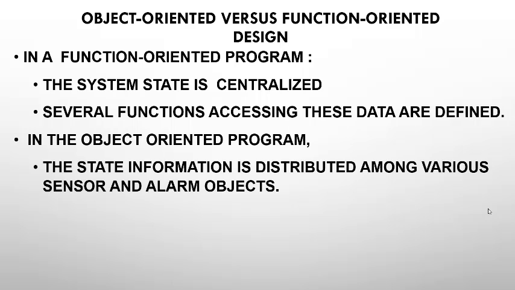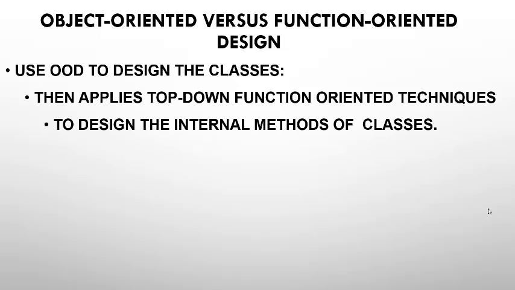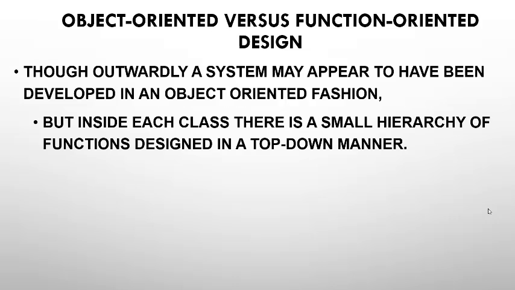The basic unit of the design in an object-oriented program is the object, whereas it is functions and modules in procedural designing. Objects appear as nouns in the problem description, whereas functions appear as verbs. So the structure is such that we first use object-oriented design to find the classes, then we apply some top-down function-oriented techniques, and then we design the internal methods of the classes. These are the steps we follow in object-oriented programming. Though outwardly a system may appear to have been developed in an object-oriented fashion, inside each class there is a small hierarchy of functions designed in a top-down manner.